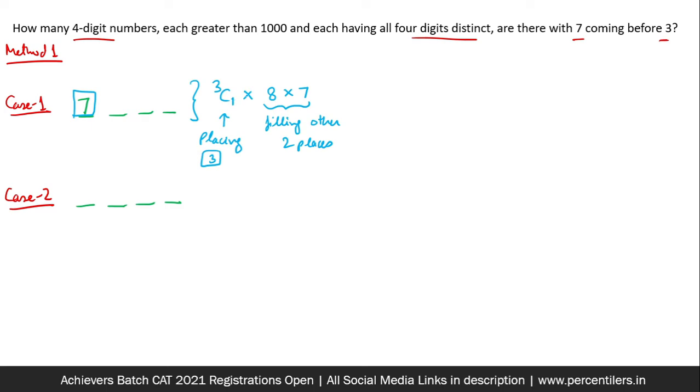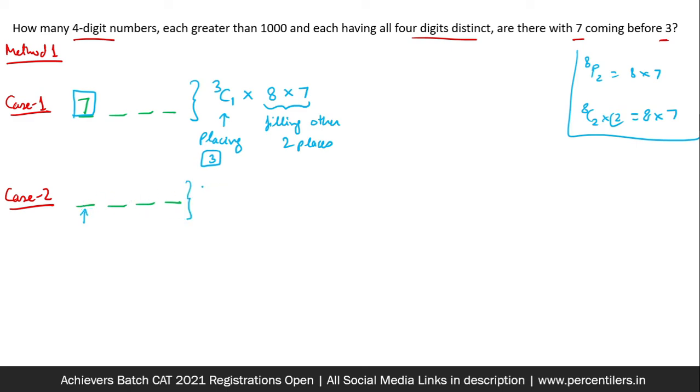We have also placed 3. Now the remaining 2 spaces can be filled in 8 into 7 ways, or you can also say 8P2 is also 8 into 7. You can also say 8C2 into 2 factorial. They're all the same. So this is it. Case 2, we need to fill the first place.